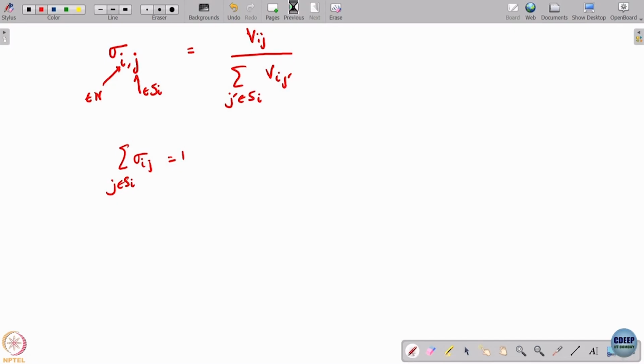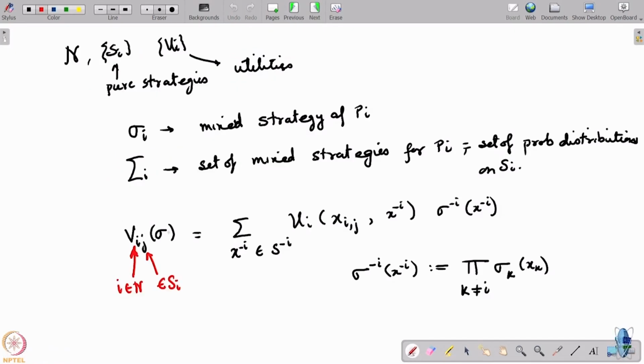But remember, Vij, the way we wrote it out, is a function of sigma. In particular, it's a function of sigma minus i, so it's a function of what the others are playing. You are evaluating it for a fixed pure strategy, and your expectation is taken over the pure strategies of the other players. So you are summing over x minus i here.